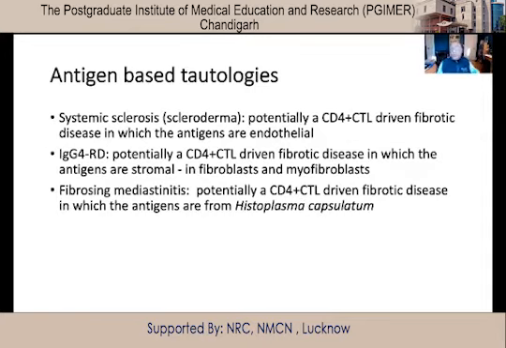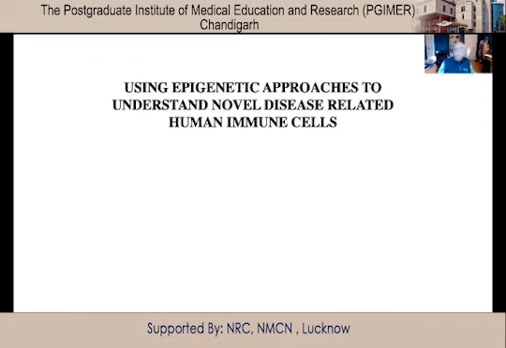Okay? Now, I said a lot about CD4-CTLs. How do we study these cells more? How do we put it all together? So we have been using epigenetic approaches and single-cell RNA-seq and other tools, which I'll show you a little bit about, to understand novel disease-related human immune cells. And if you get enough cells, you can do a lot of studies, and some of these tools can be used with very few cells.